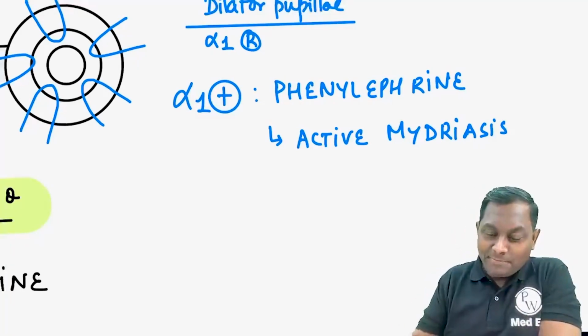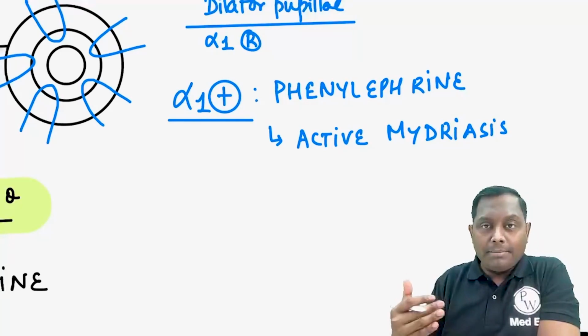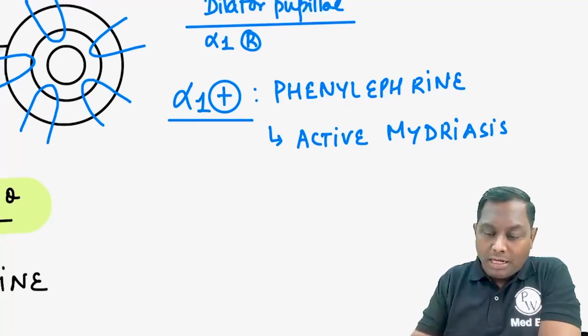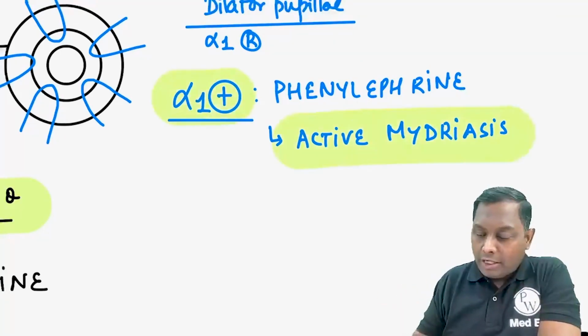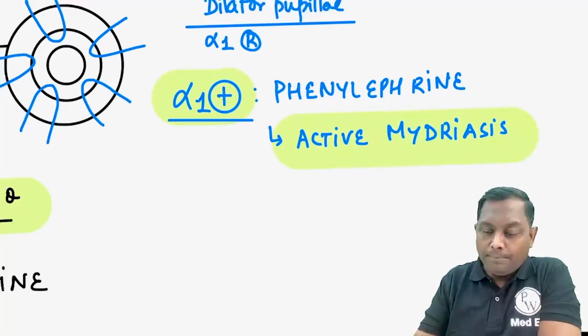Are you guys following me or not? If you increase the sympathetic tone, there will be active mydriasis. So alpha 1 agonists are going to cause active mydriasis, or there will be mydriasis only.